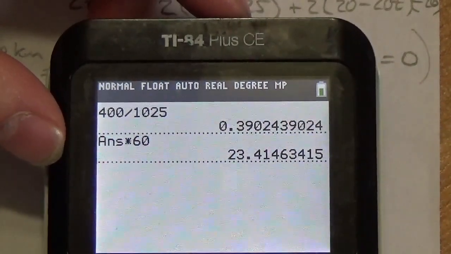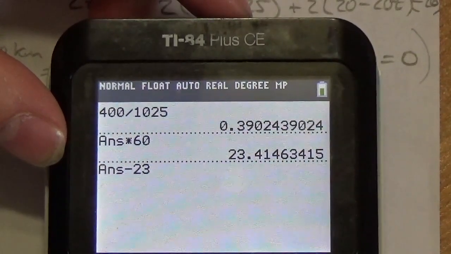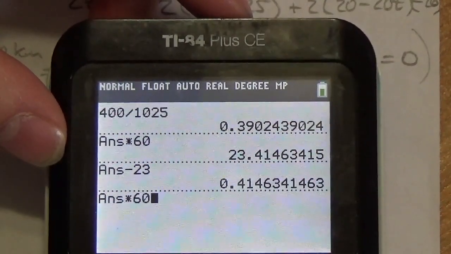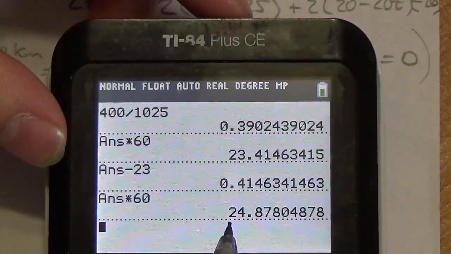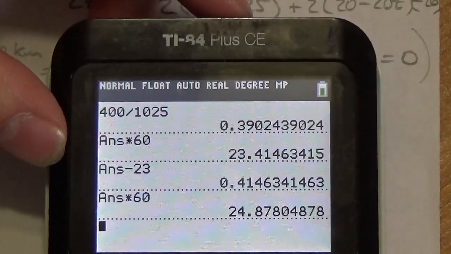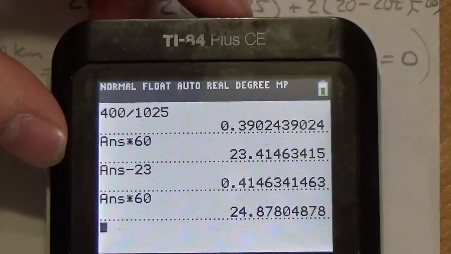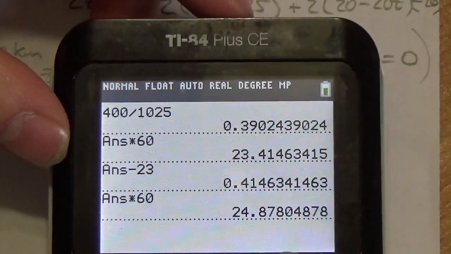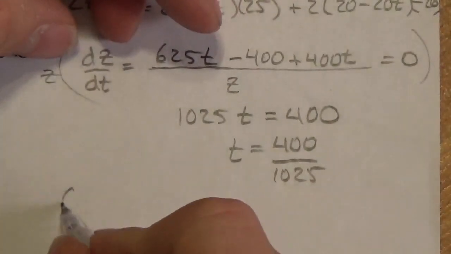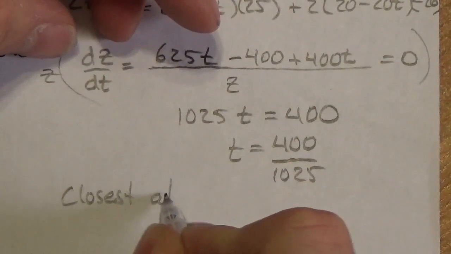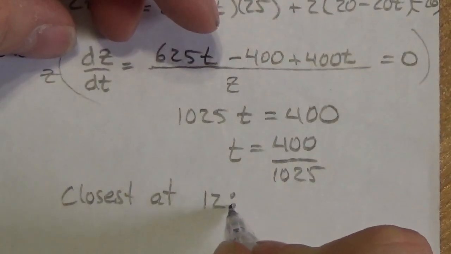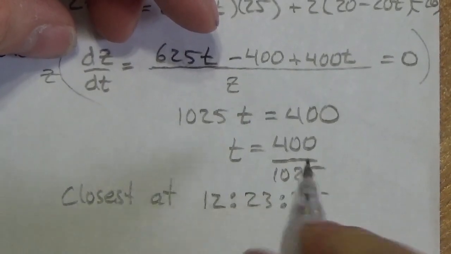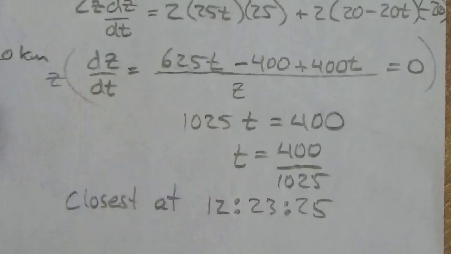I could do a little bit better if I want by subtracting the 23, because that was 23 minutes, and then convert that fraction into seconds by multiplying once again by 60. So essentially, at 23 minutes, 25 seconds when I round that, okay, that's when the two cars are close. Sorry, the two boats, not cars. It's the boats we're talking about here. So they are closest at 12:23:25. 12 hours, 23 minutes, 25 seconds.